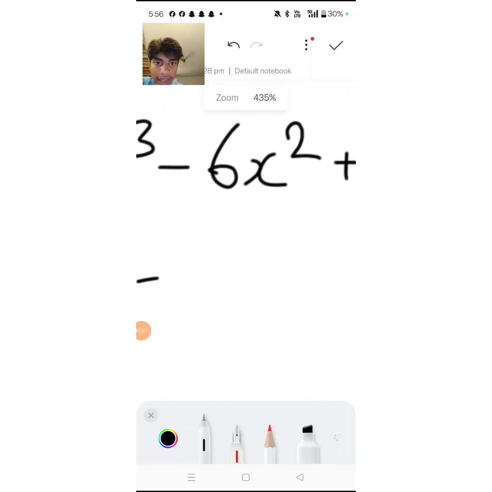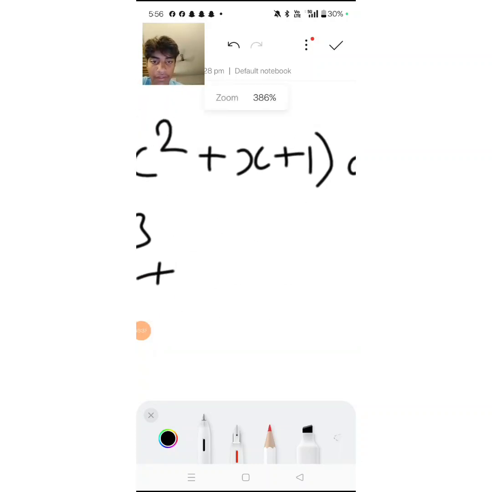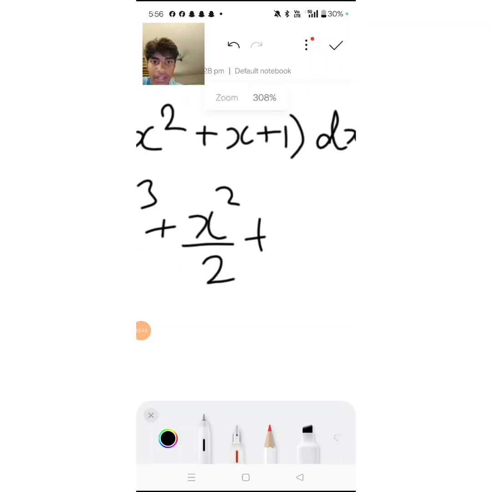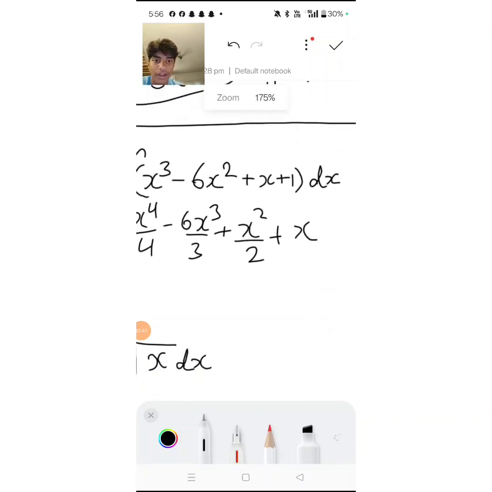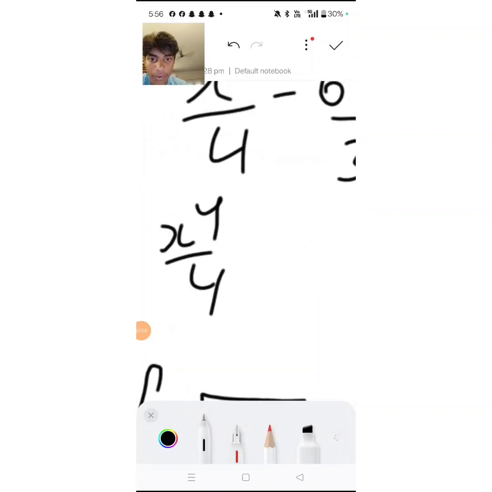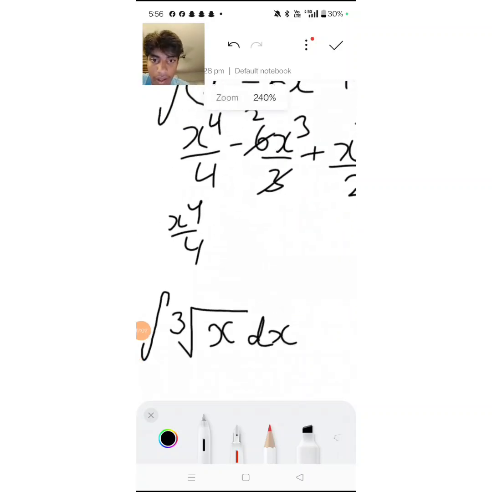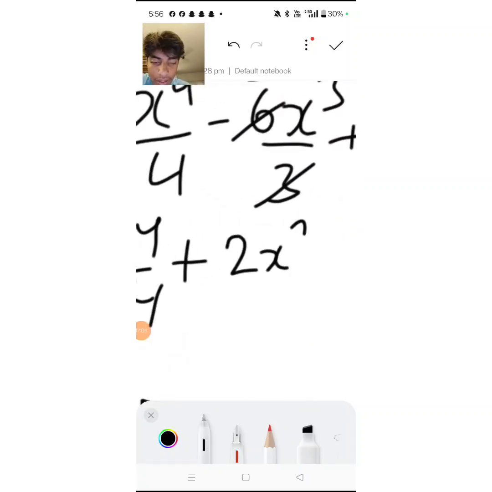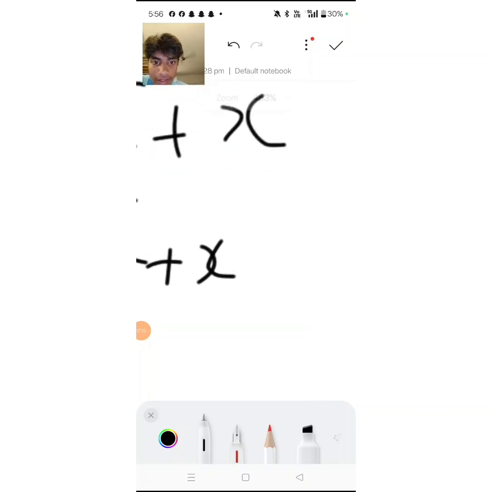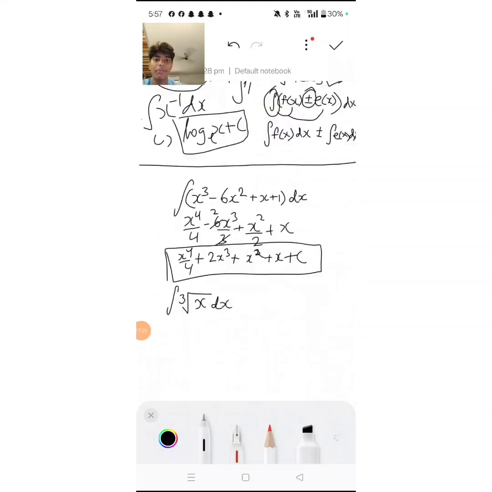Pretty good. 6x squared, add a power, divide by the new power, plus x, you just add a power, divide by the new power. So x squared by 2 plus the integral of 1 is just x, right? Integral of 1 is just x. So now what do we have to do? We just leave it as it is. So x to the power of 4 by 4. Now here 3 goes with 6 twice and that's pretty much it. So yeah. So 2x cubed plus x squared plus x plus c would be your answer. So this is ultimately the answer to this integral, right? You just use some basic formulas.